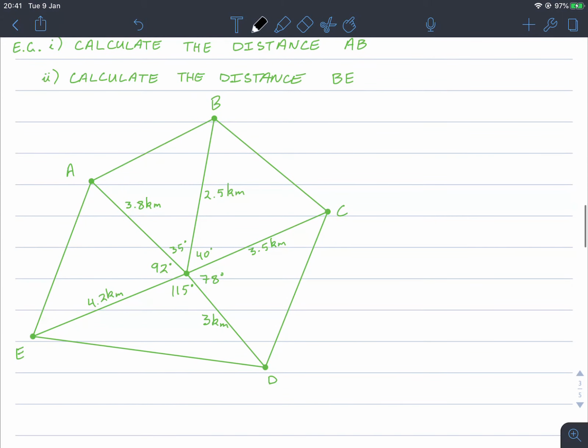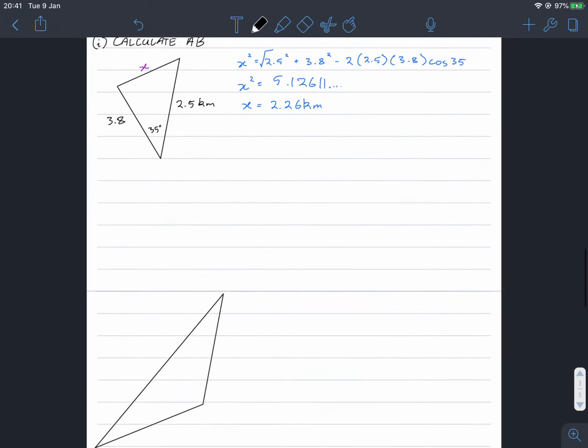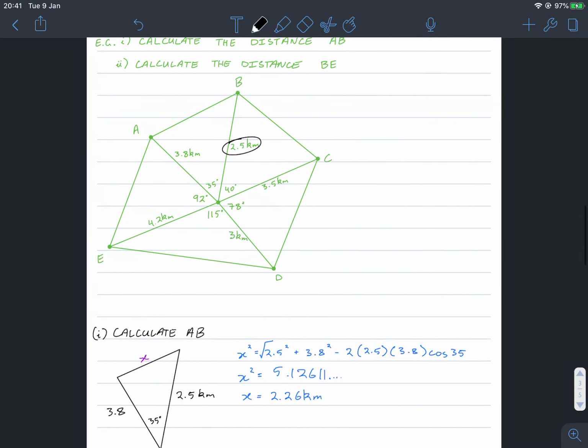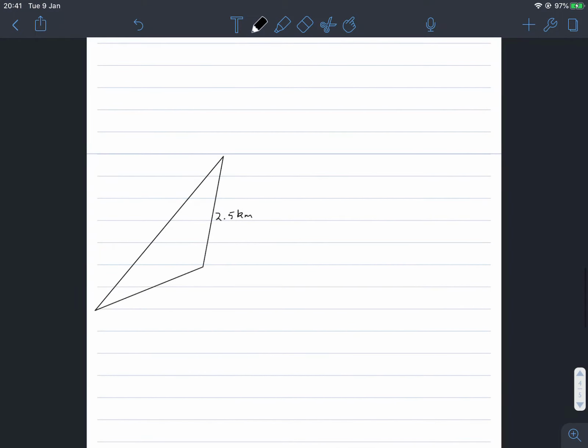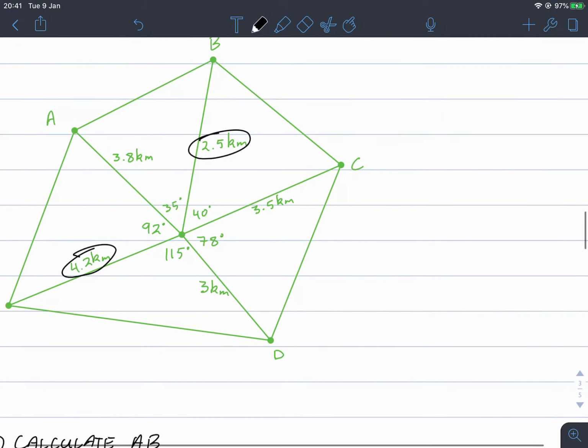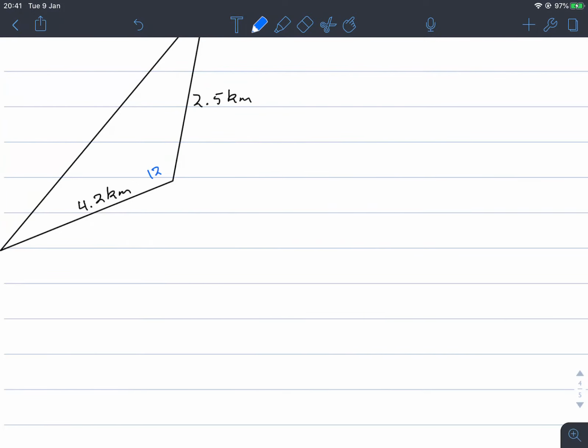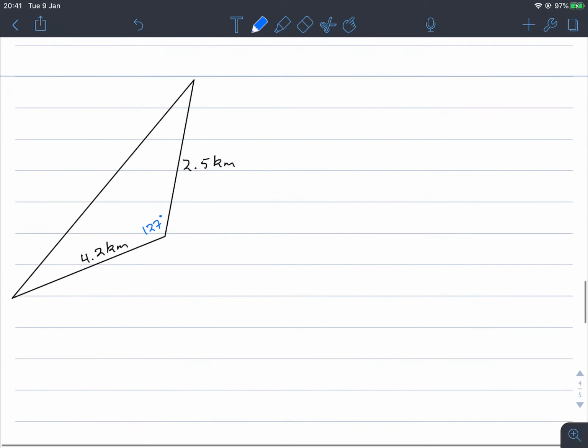We have 2.5 kilometers here. We have 4.2 along the bottom here. And the angle in between them is the combination of 92 and 35. So 92 plus 35 is 127 degrees. And BE is this distance along here, so I'm just going to label that one as x.